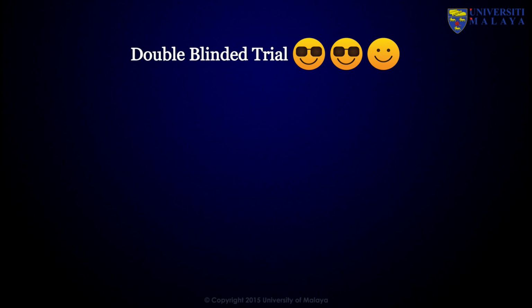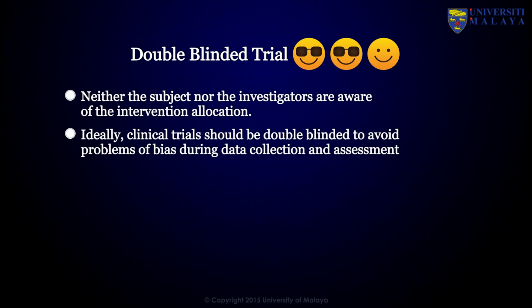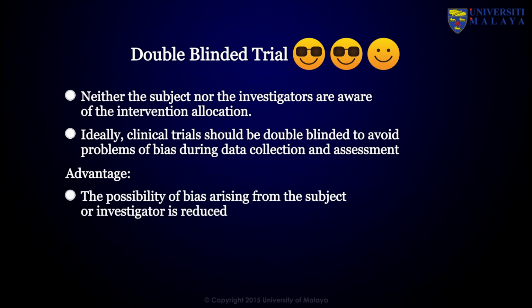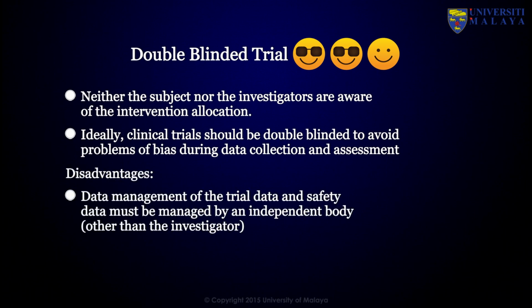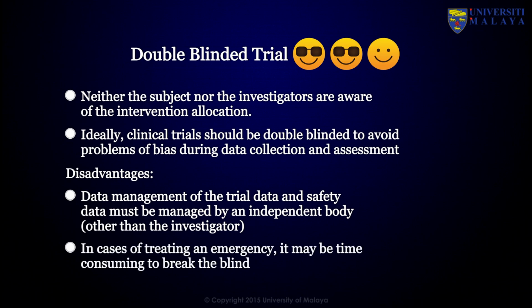In a double-blinded trial, neither the subject nor the investigator is aware of the intervention allocation. Ideally, a clinical trial should be double-blind to avoid problems of bias during data collection and assessment. The advantage of this is that the possibility of bias arising from the subject or investigator is reduced. However, data management of the trial data and safety data must be managed by an independent body other than the investigator. In cases of treating an emergency, it may be time-consuming to break the blind.